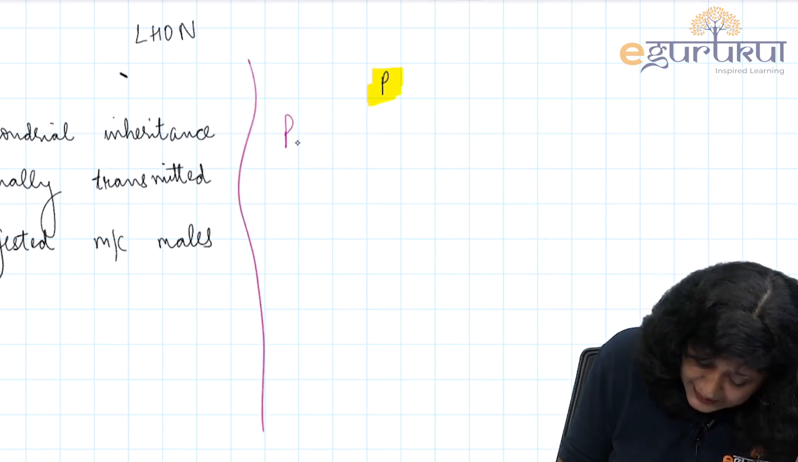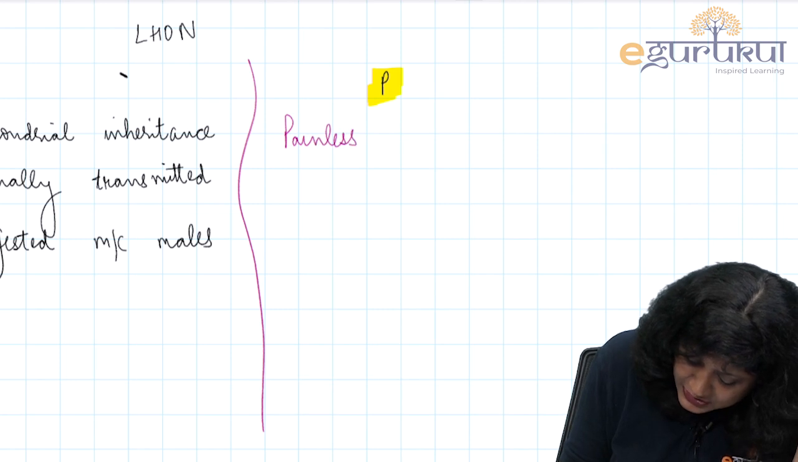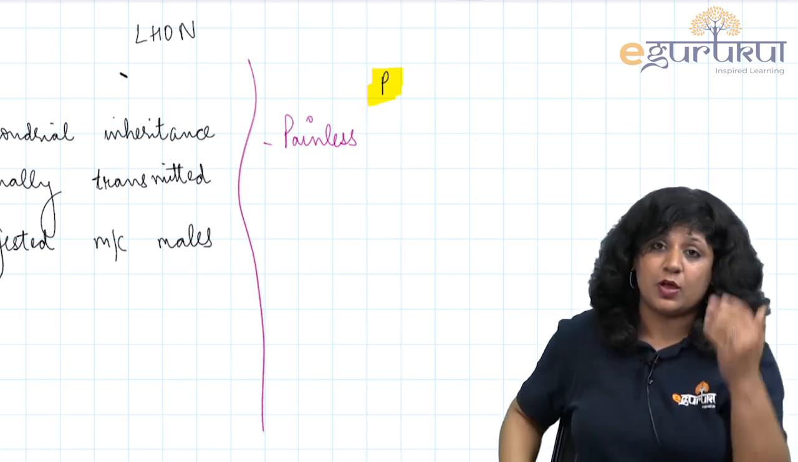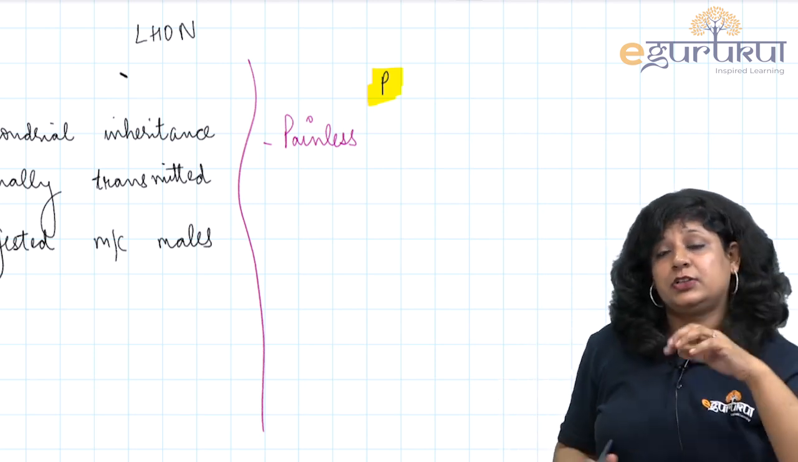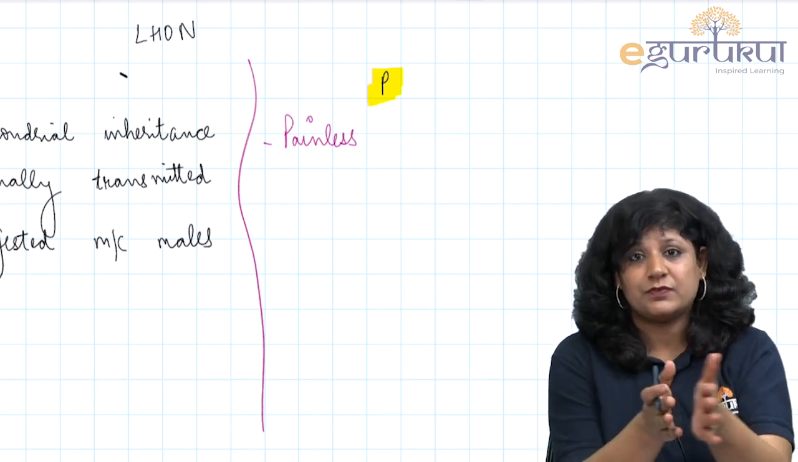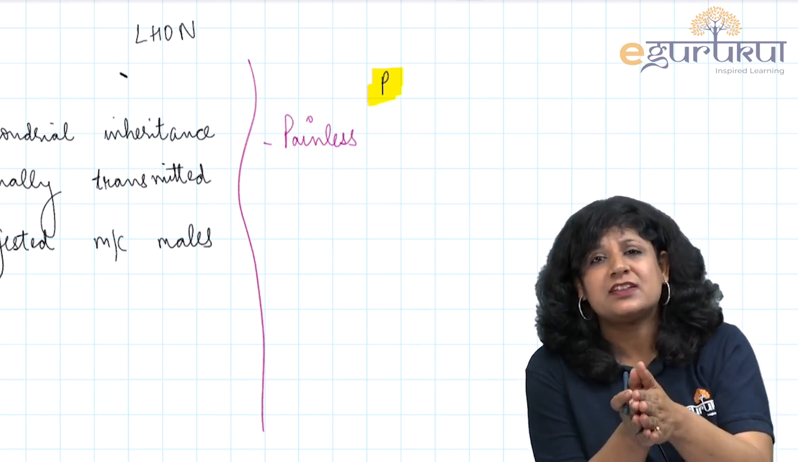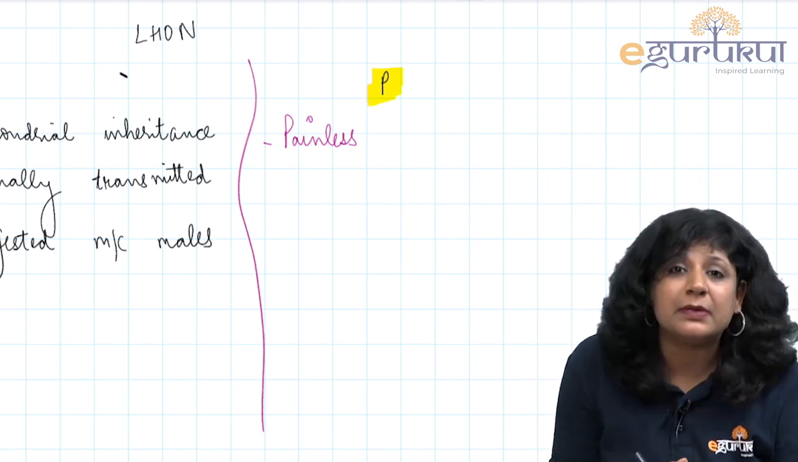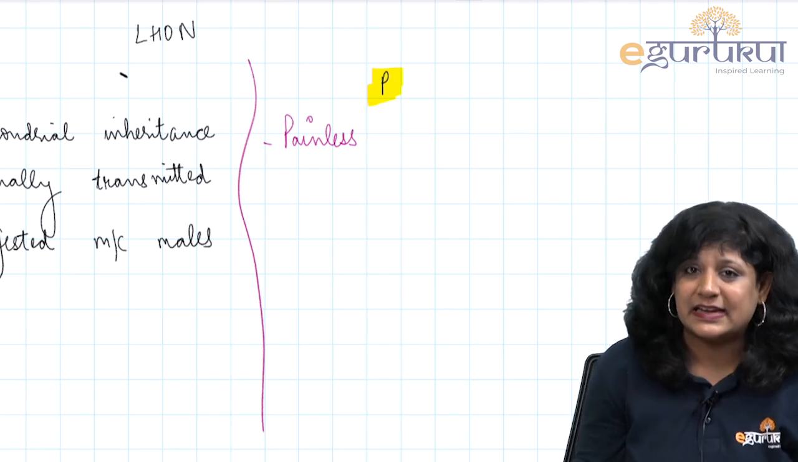P for painless. This is a painless condition. Like in many cases of retrobulbar neuritis, we can get a deep orbital pain because this optic nerve sheath is getting the adhesion with the medial rectus and superior rectus, so deep kind of boring pain which is even aggravated by the ocular movements, that can be there. But this is a purely painless condition.